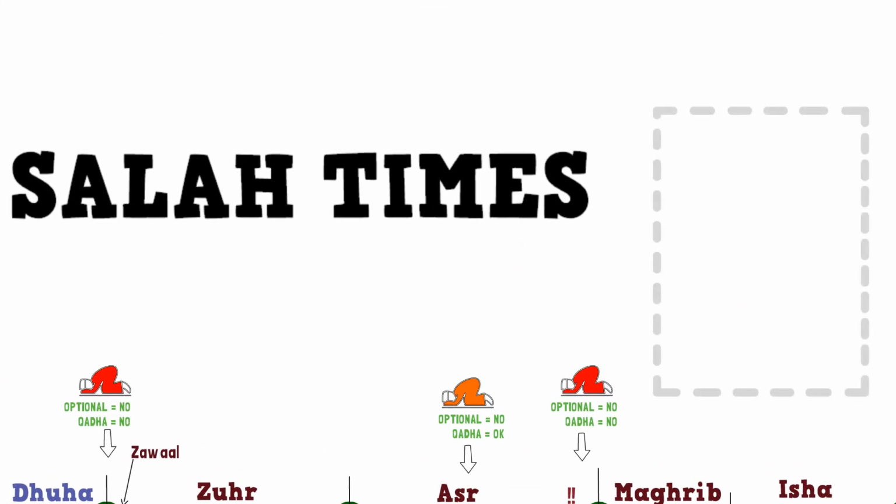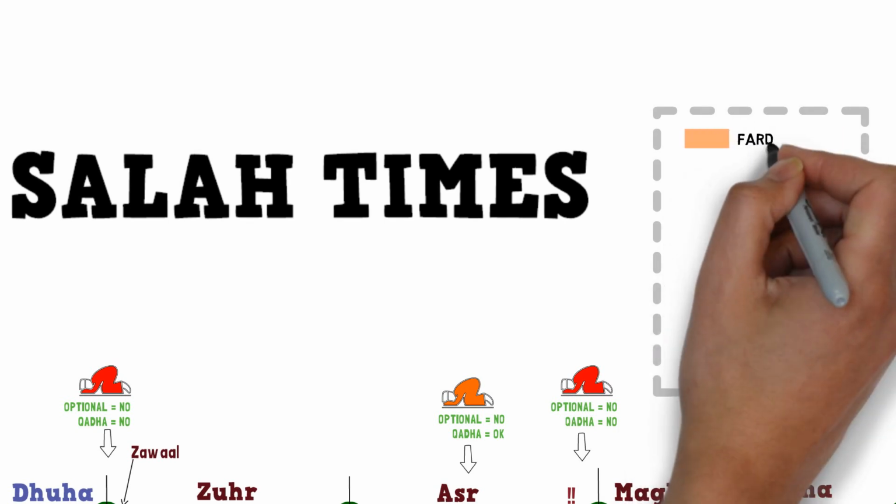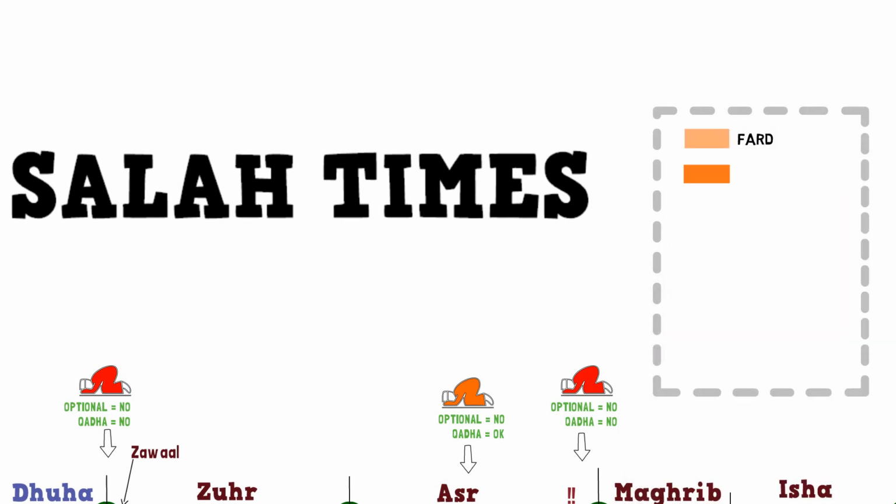Let's look at a few key facts we should know from this lesson. First, there are 5 Fard prayers: Fajr, Zuhr, Asr, Maghrib, Isha. We should know the preferred time for these Salah. We should know the 4 Nafil Salah: Ishraq, Duha, Awwabin and Tahajjud. We should know the key times during the day, including false dawn, Zawal, and when the whiteness disappears.